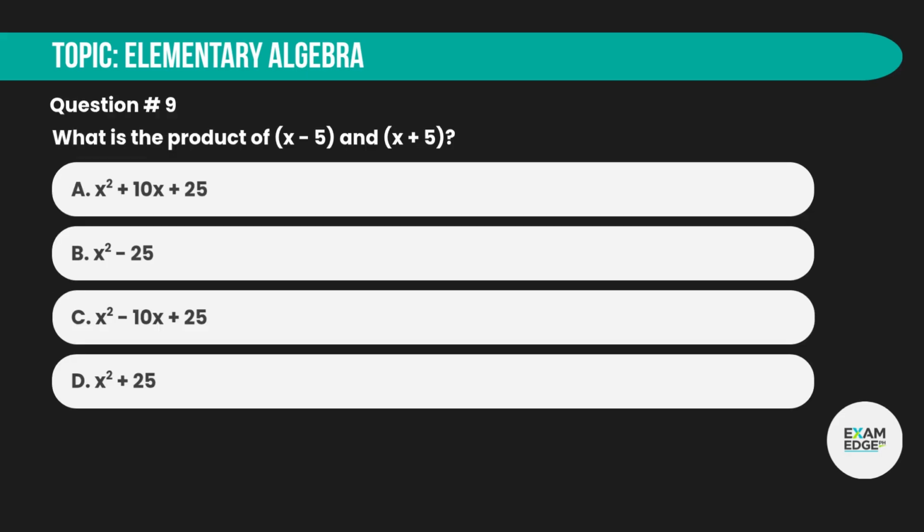Question number 9. What is the product of x minus 5 and x plus 5? A. X squared plus 10x plus 25. B. X squared minus 25. C. X squared minus 10x plus 25. D. X squared plus 25. Correct answer. B. X squared minus 25.